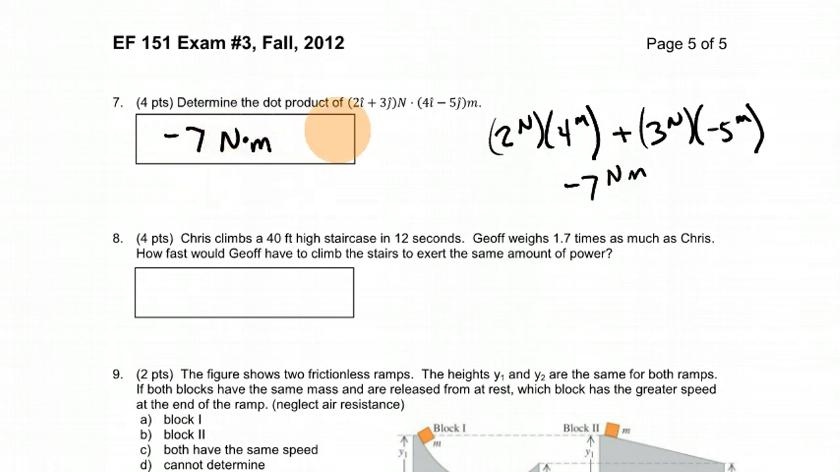One real common mistake is to think that this still has an i and a j. Those are scalar values, so they can just be added up. Okay, Newton meter could also be written as joule. Either one is fine.